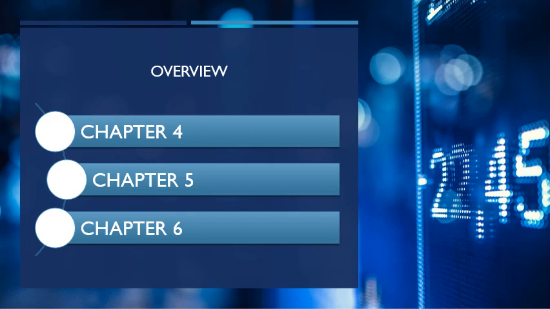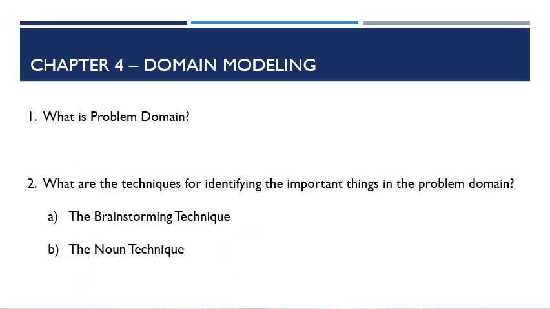In this vlog, I'll be talking about chapters 4, 5, and 6. So let's start with chapter 4, domain modeling. So what is problem domain? Problem domain is the specific area of the user's business that is included within the scope of the new system.